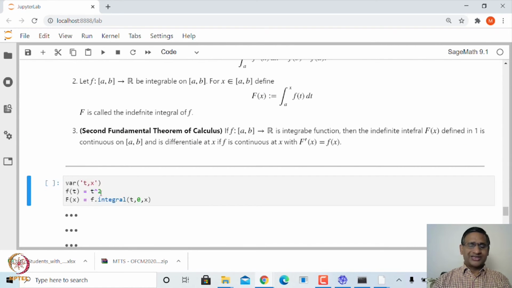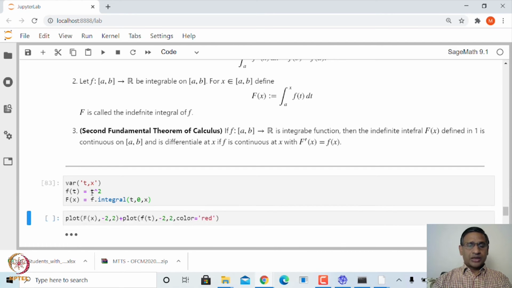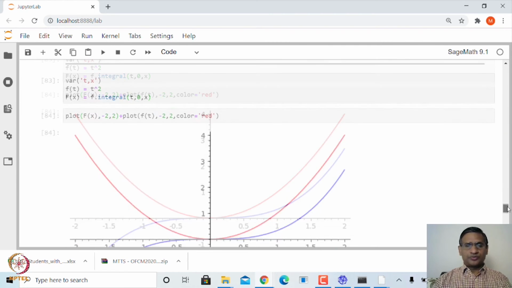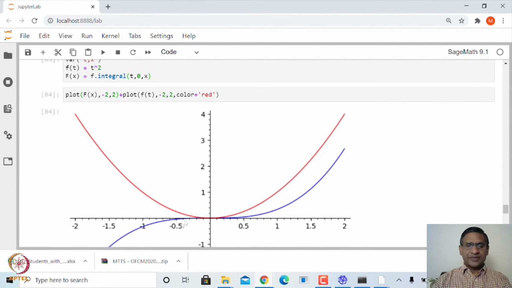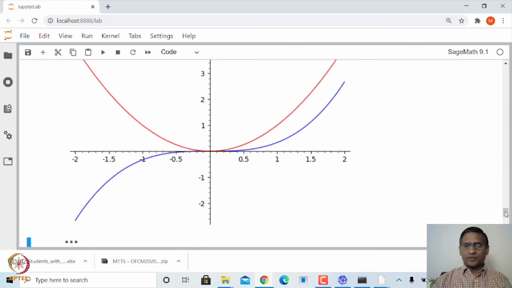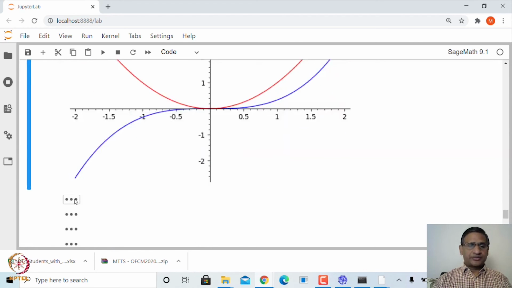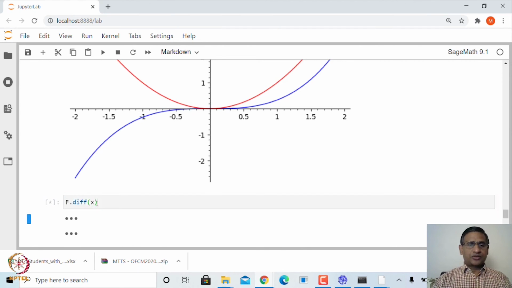Suppose I have a function f(t) equal to t square, and I find the integral from a to x, and call this capital F(x). If I look at the graph of capital F(x) along with the graph of small f(x), this is how you see. The red curve is the graph of f(x) and the blue one is the graph of the indefinite integral of small f. You can see this is the parabola x square, and what you are getting is a cubic. If I find the derivative of capital F(x) with respect to x, you should get x square, that is what you get.